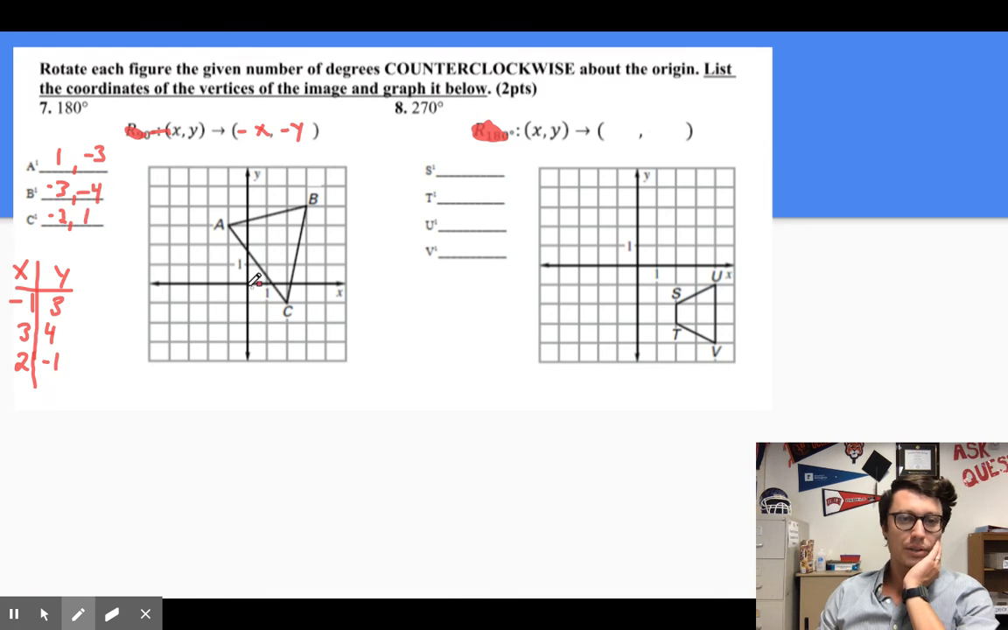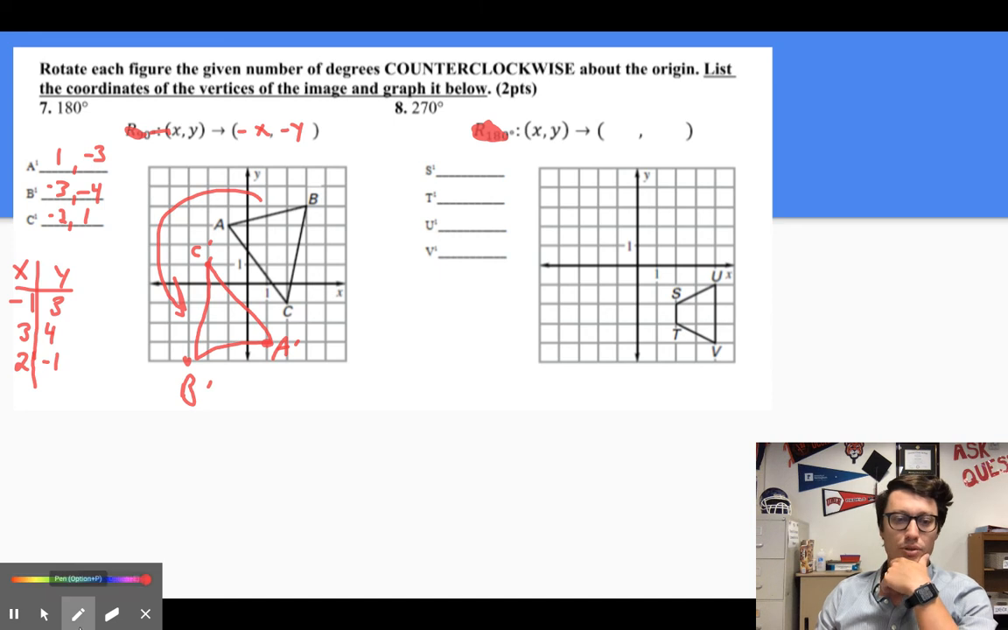Now we plot (1, negative 3). That's A prime. (Negative 3, negative 4), that is B prime. And (negative 2, positive 1), that is C prime. And there's your shape, rotated 180 degrees.